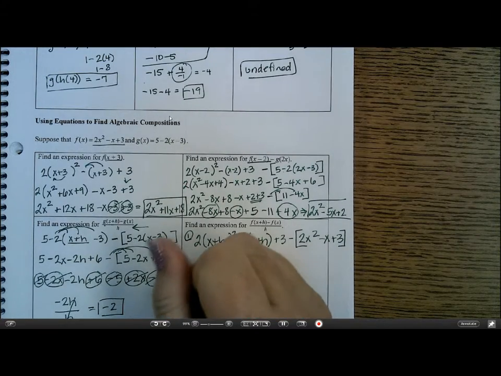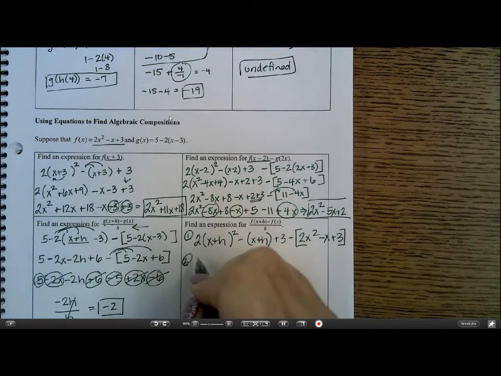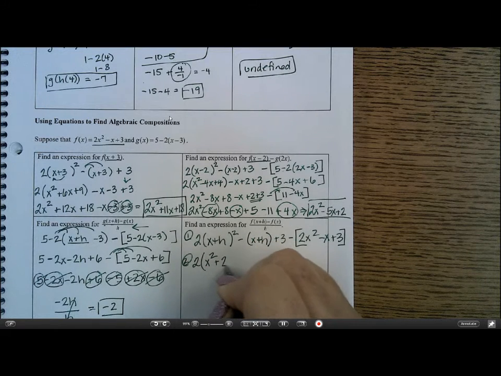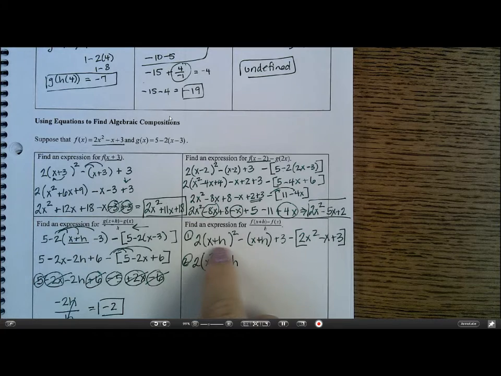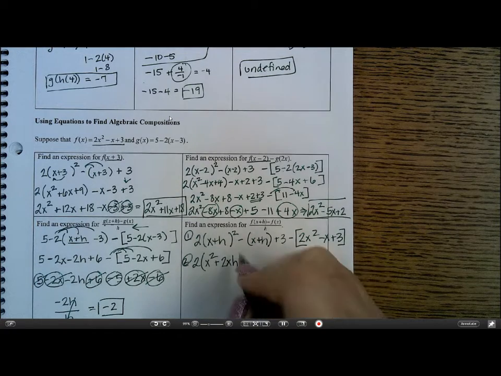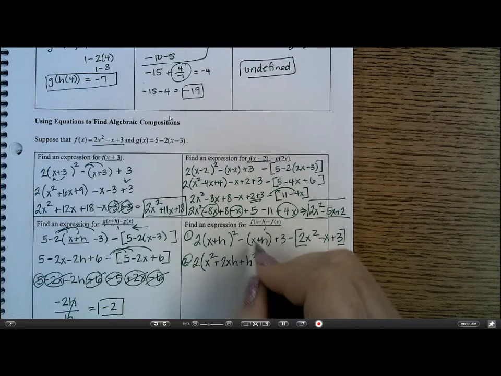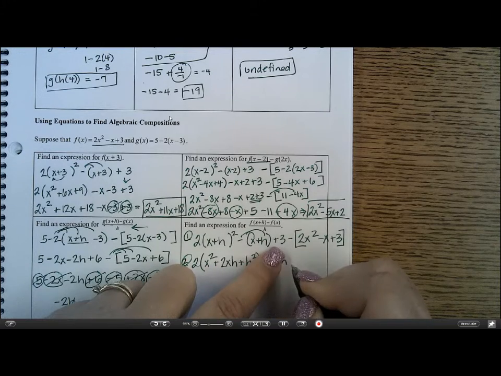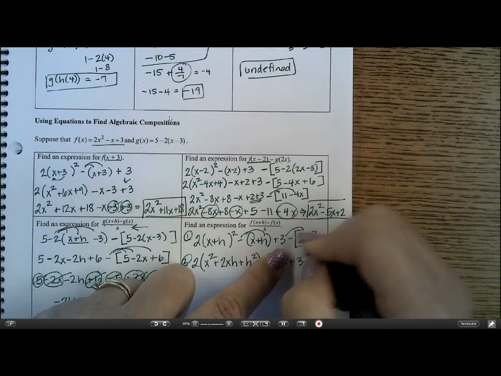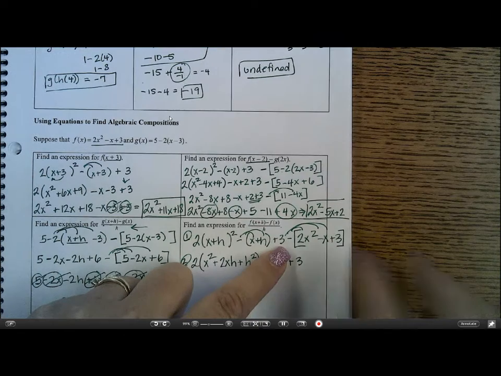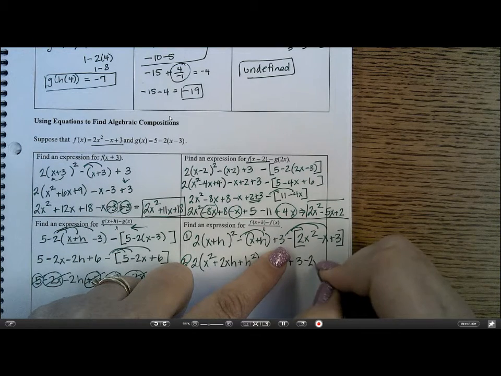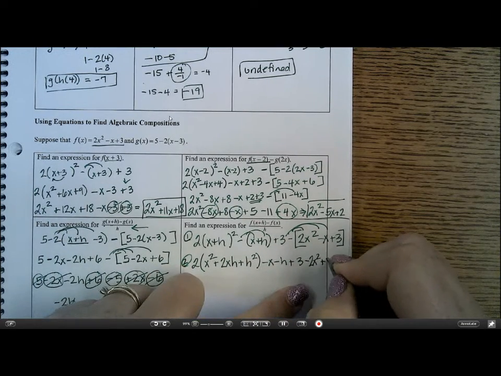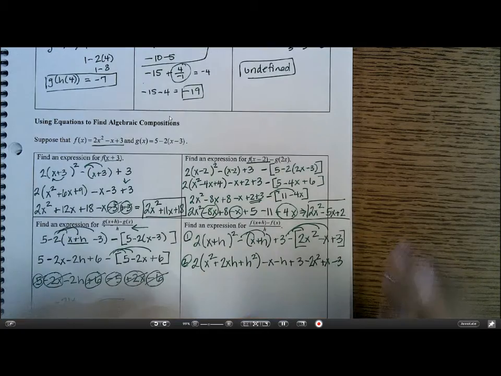Step 2, simplify. So I've got 2, I'm going to multiply this. This is going to be x squared plus 2xh. Remember I said multiply these two and then double it. And then the last term is h squared. I'm going to distribute this negative x minus h plus 3. I'll go ahead and distribute the negative to all three terms over here. Negative 2x squared plus x minus 3.